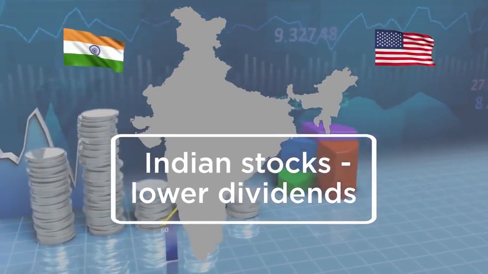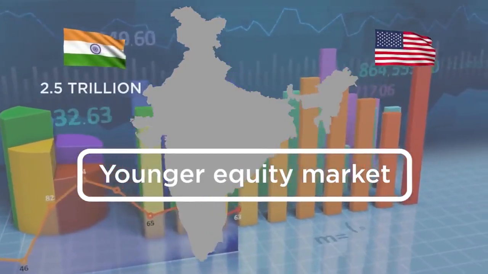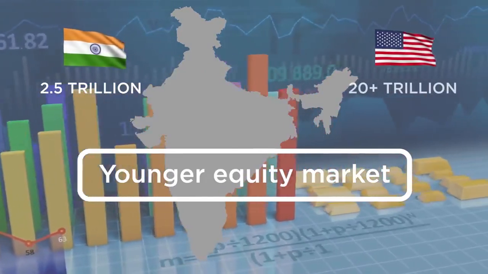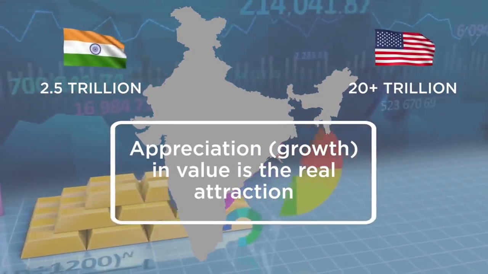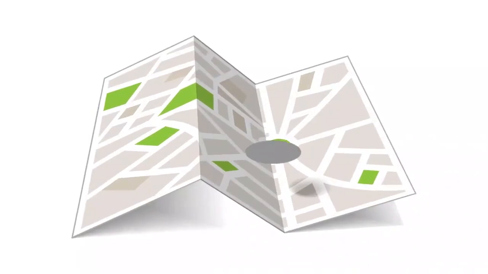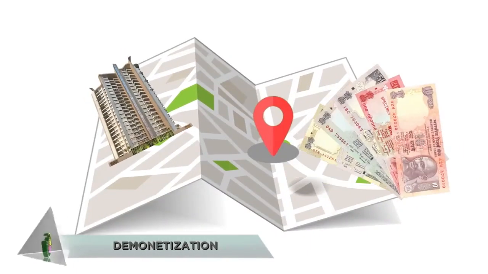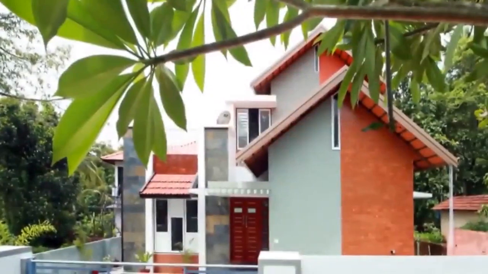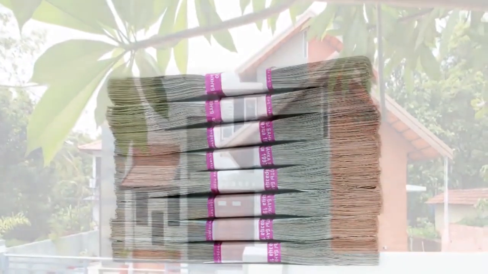This is largely because ours is a much younger equity market, about 2.5 trillion in market cap, while the US, at about 20 plus trillion, is a much older one. The appreciation growth in their value over a period is the real attraction. Likewise, while real estate prices in urban India have been in somewhat of a slump since demonetization, many people have made far more money from real estate investment than from equities.